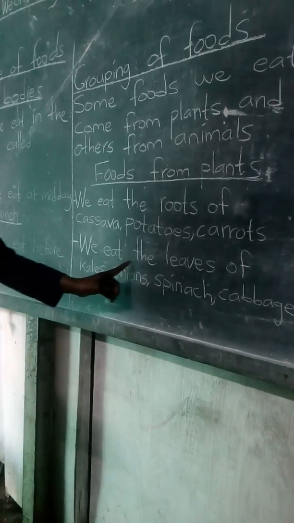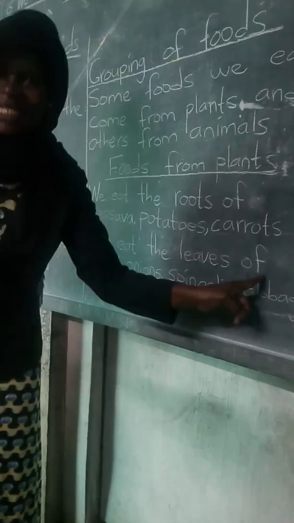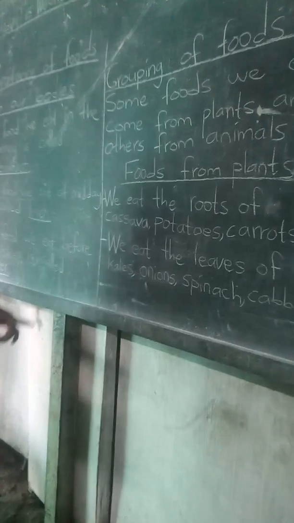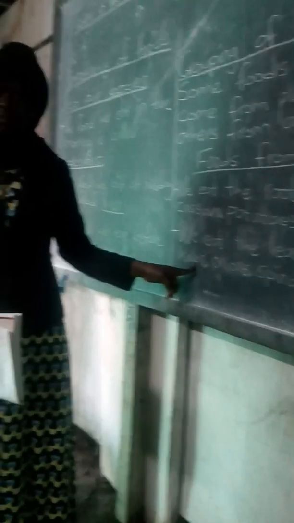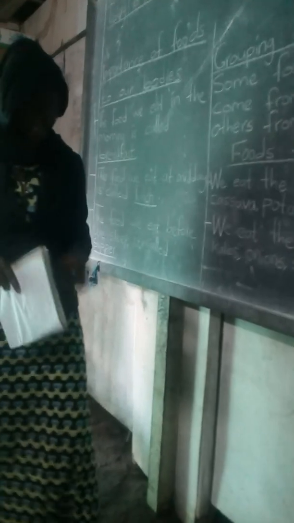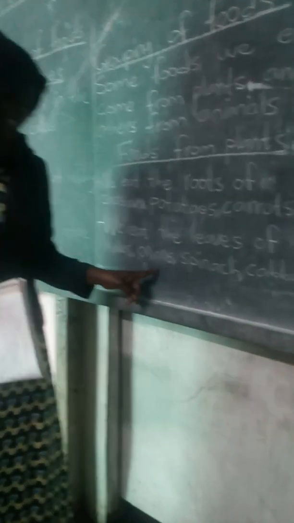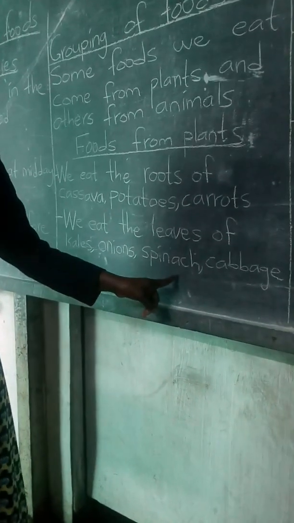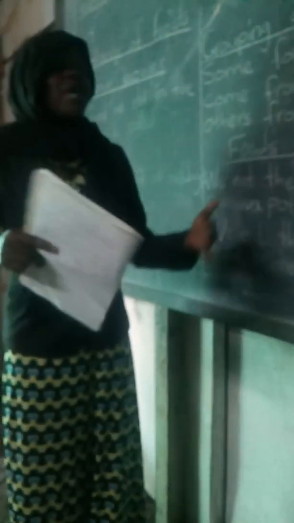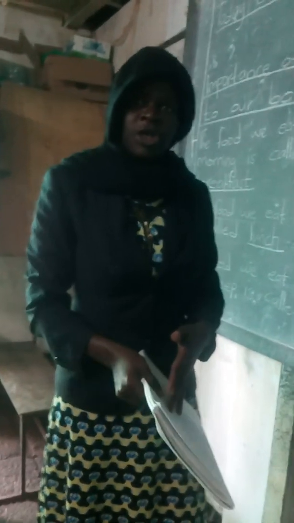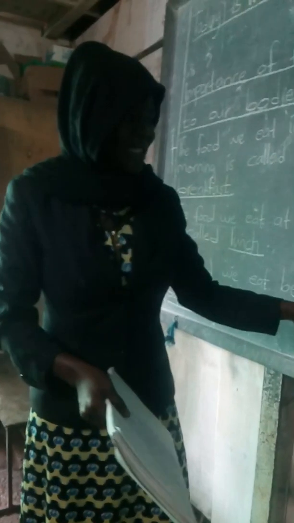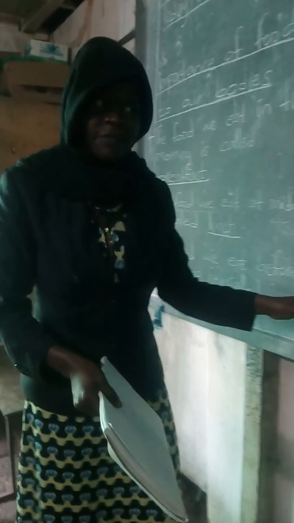We also eat the leaves of some plants. Which are these plants? Plants like kales, sukuma wiki, onions, spinach, cabbage. We have others that we eat their leaves, like the pumpkin leaves. So think of other leaves that we eat. So these are some of the parts of the plant that we eat.